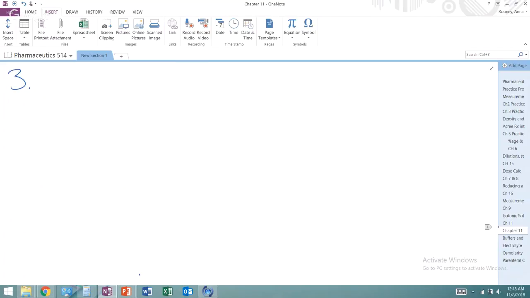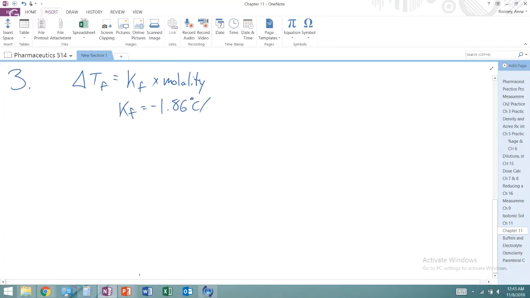So we're going to use this equation: temperature depression equals constant times molality. I don't like putting M because I do moles all the time. And then your Kf is equal to negative 1.86.